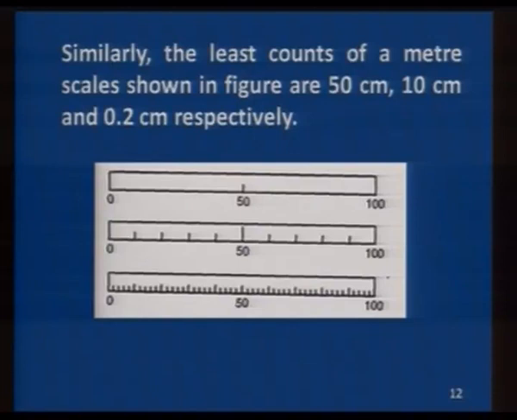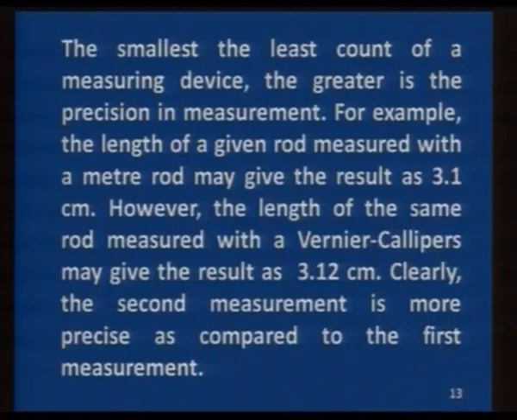So, one division is of 10 centimeter. So, its least count is 10 centimeter, and the last scale is divided in 100 divisions. So, the least count comes equal to the value of one smaller division. The smaller the least count of a measuring device, the greater is the precision in measurement.